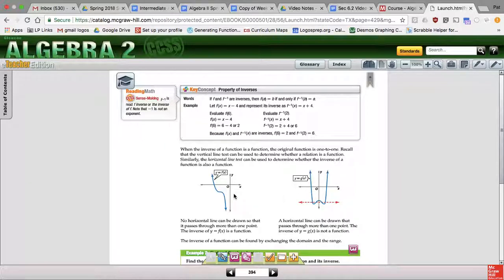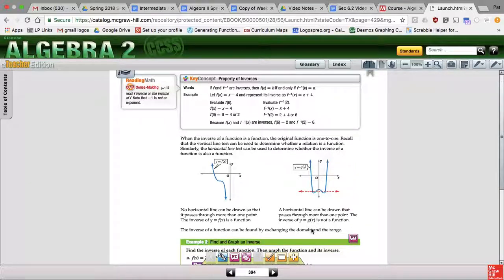So we have two different functions here. We do the vertical line test. Yes, it's a function. Is its inverse a function? Well, we do the horizontal line test, and yes, because it only passes once, it is one-to-one, which means its inverse is a function. Now let's look at this function here. It's a function, it passes the vertical line test, but it fails the horizontal line test, which determines that its inverse is not a function.